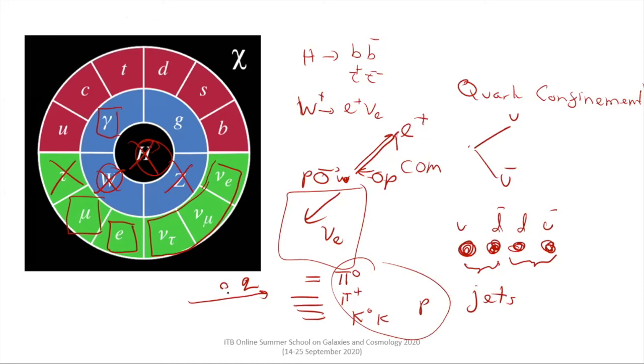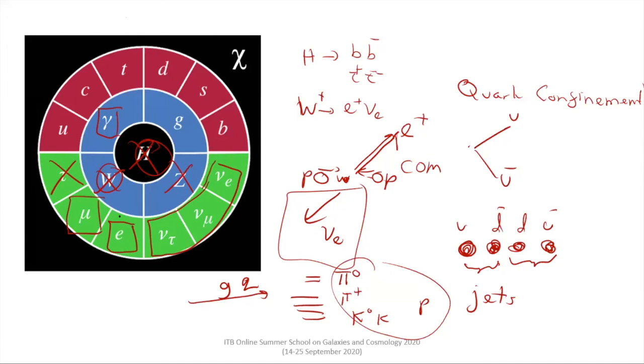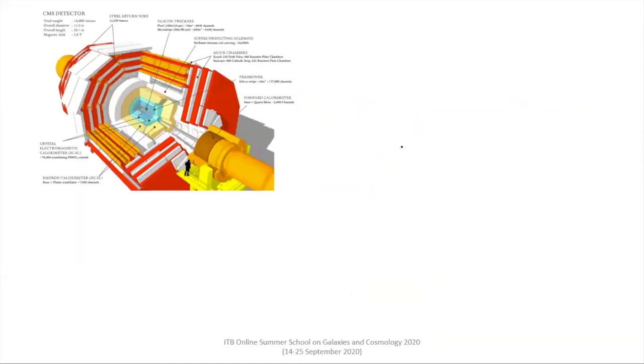Gluons are also the same. Quarks and gluons cannot exist alone. They will become a bunch of hadrons. We call it jets. So the idea is that what we can detect is muons, electrons, photons, jets coming from quarks or gluons, and neutrinos. We cannot really detect neutrinos directly, but we see them from something recoiling against something else, the electron, for example.